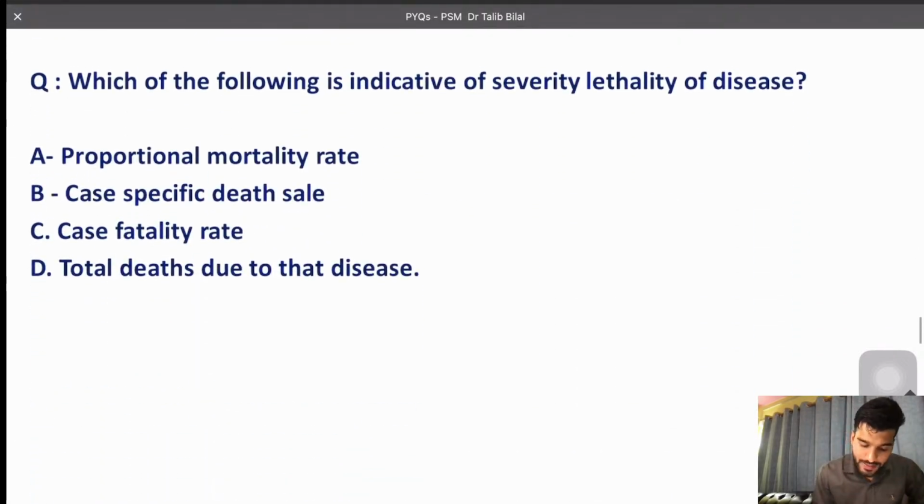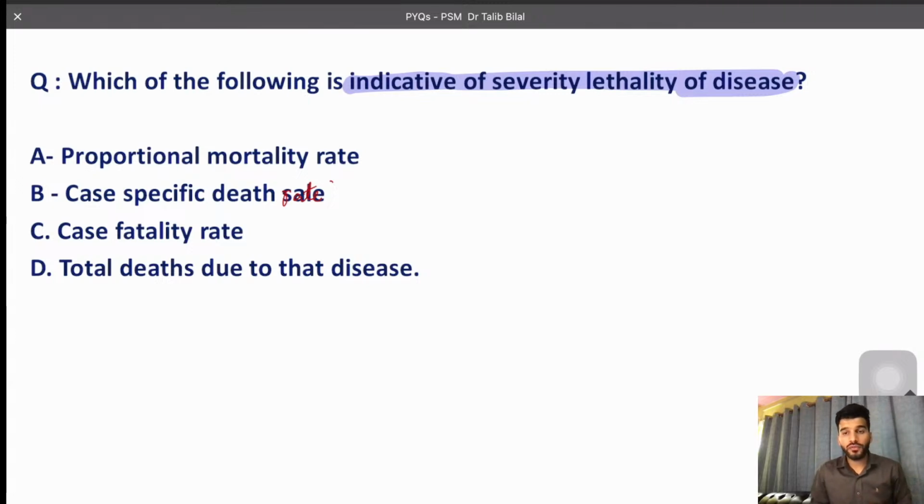Now which of the following is indicative of the severity or lethality of a disease? Severity of disease is calculated by proportion mortality rate, case specific death rate, case fatality rate, or total deaths due to that disease. What will be your answer for this question, guys? Write down in the comment section. Which of the following will tell us about the severity of the disease, or the killing power of a disease, or the virulence power of an organism?